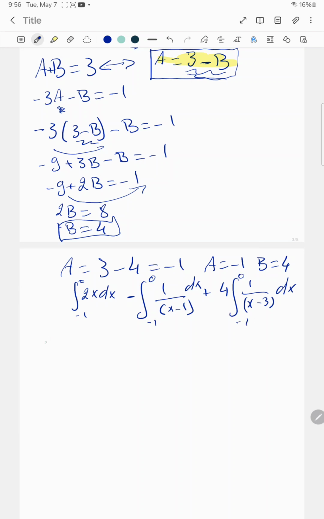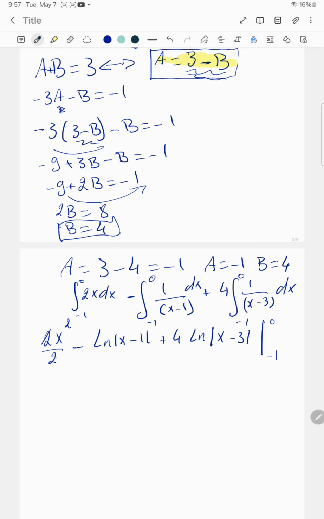So this is the first one, it becomes 2x squared divided by 2. And the second one becomes minus ln of the absolute value of x minus 1. It's a formula. And the third one becomes 4 ln of the absolute value of x minus 3, between minus 1 and 0. When you write ln, you always have to write absolute value, because ln of a negative number does not exist.